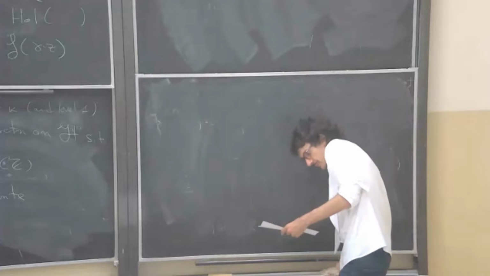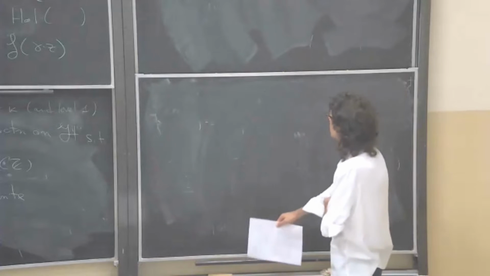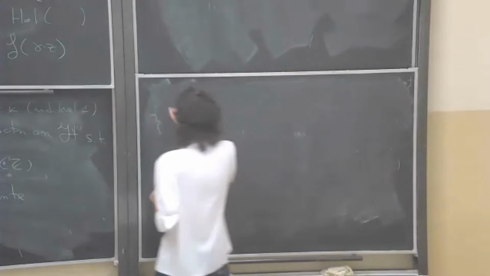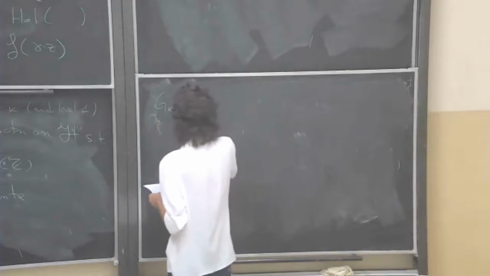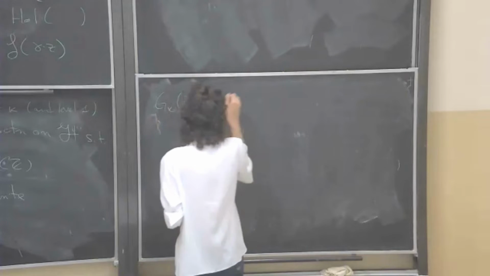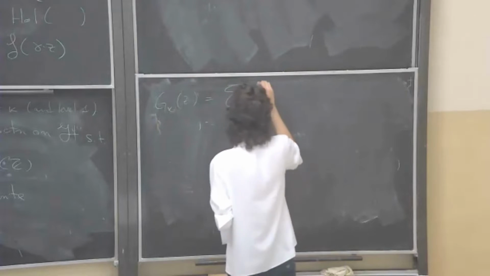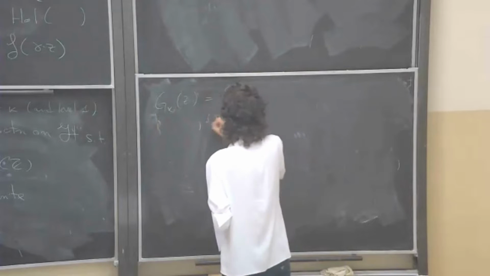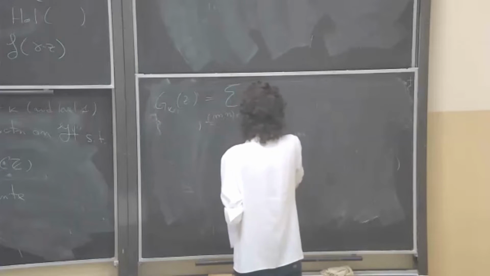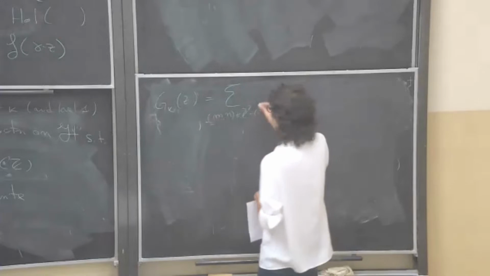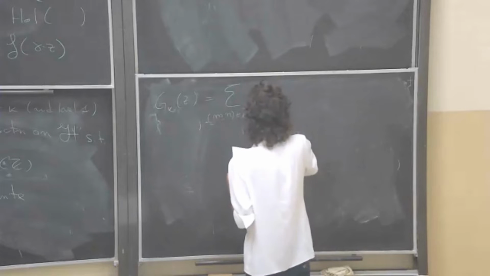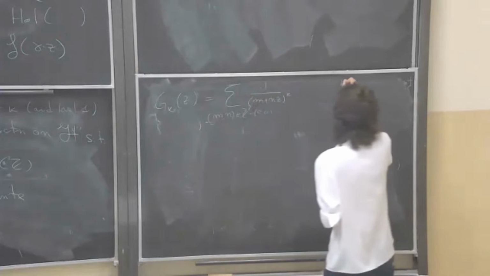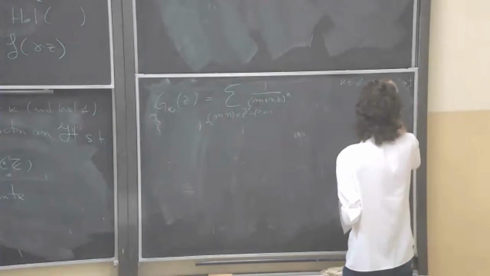So now, we set Gk of z to be the sum for m and n in Z squared minus the trivial vector of 1 over (m plus n z) to the k. Recall that k is in Z and it's even, so this makes sense.